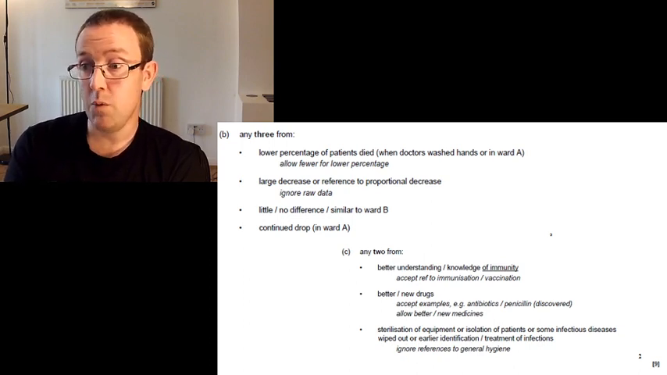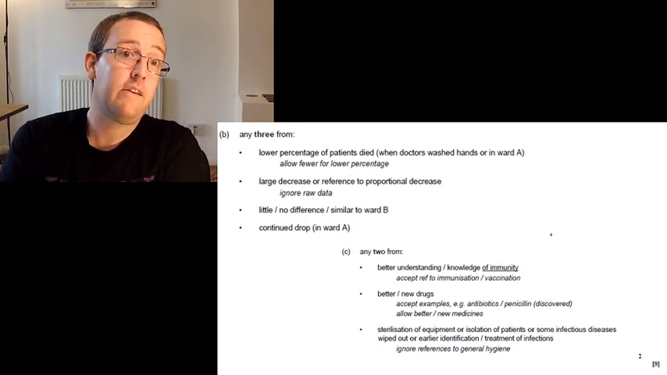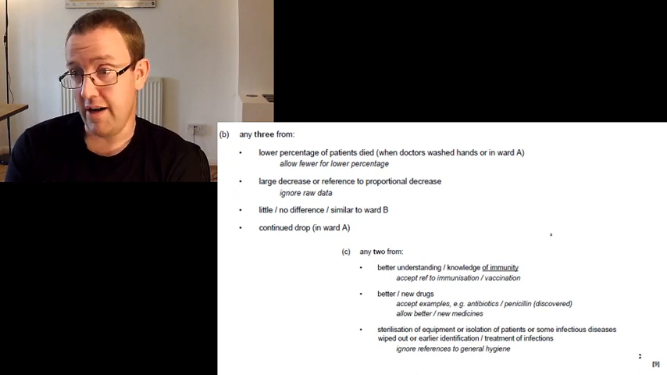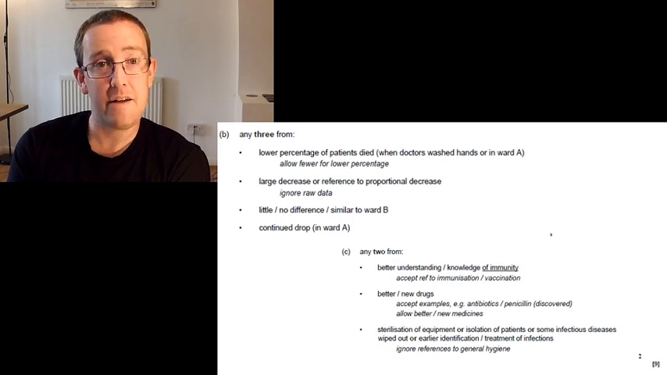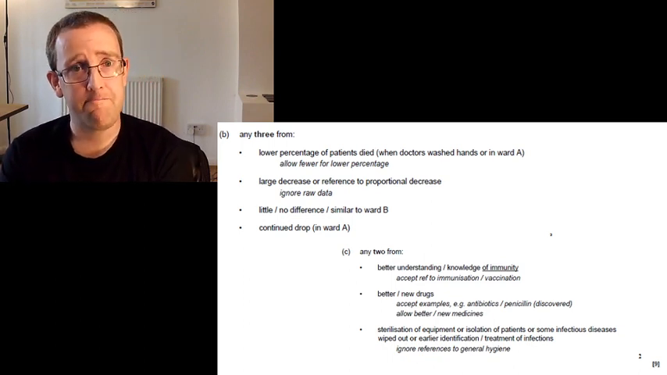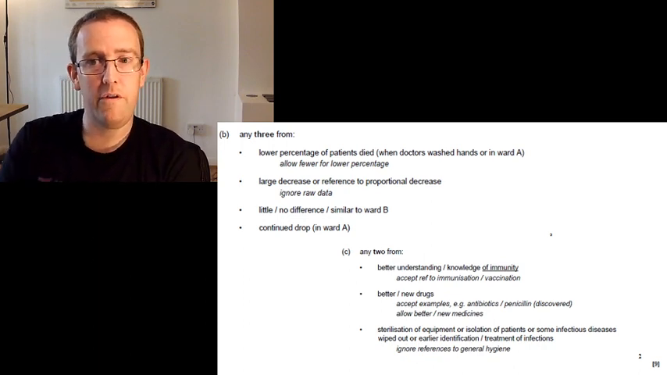Some infectious diseases are wiped out, right? So we're talking about vaccination wiping out things like tuberculosis, smallpox, and all that kind of stuff from the country. So you can have that. Or earlier identification and treatment of infections. Now, it does say there, because it said it in the question, ignore references to general hygiene. Okay? And that is a typical question you can expect on this topic.